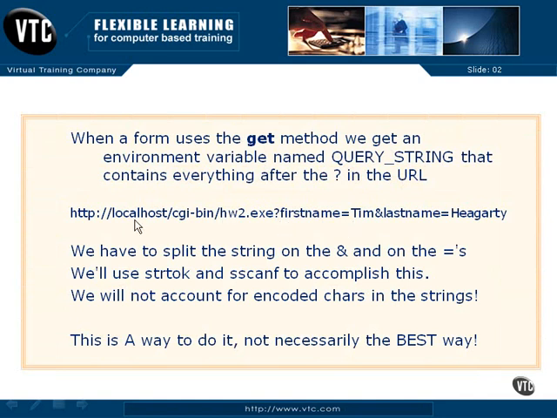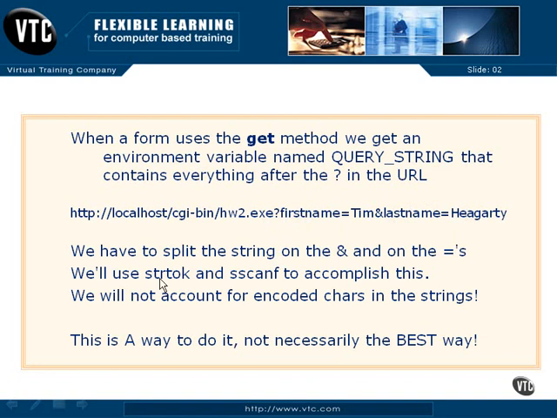So in our case, when we run this, and you haven't seen it yet, but this is what it's going to look like. We're going to see a question mark, and then the first name equals, in my case, I put in Tim and Hegarty for those two yellow text fields for the first name and the last name. And this is the way it will come through to our program, hw2.exe. What we need to do, and what I was starting to show you in the code, is we need to split the string on the ampersand, which is right here in between our variables, and on the equal signs, because first we'll get first name equals Tim, and we'll get another item called last name equals Hegarty, and then we need to split on the equal so we get the actual data values out.